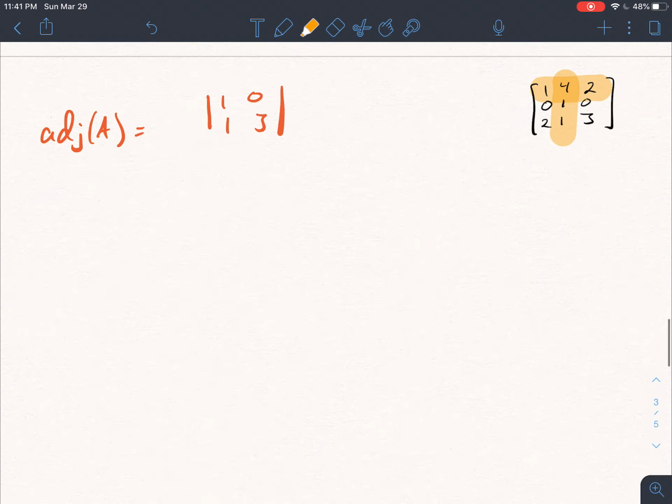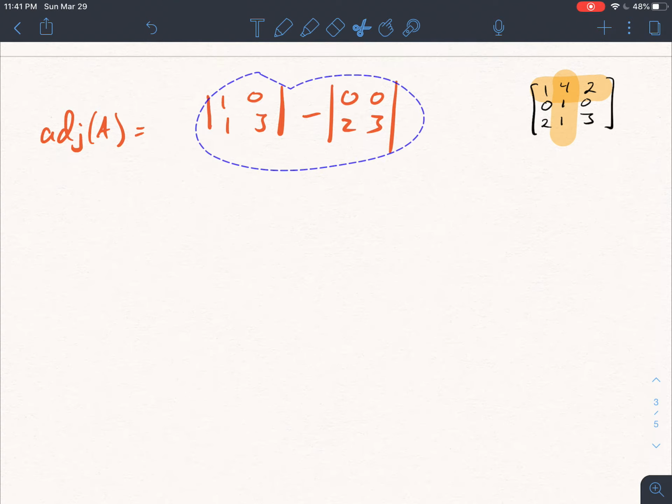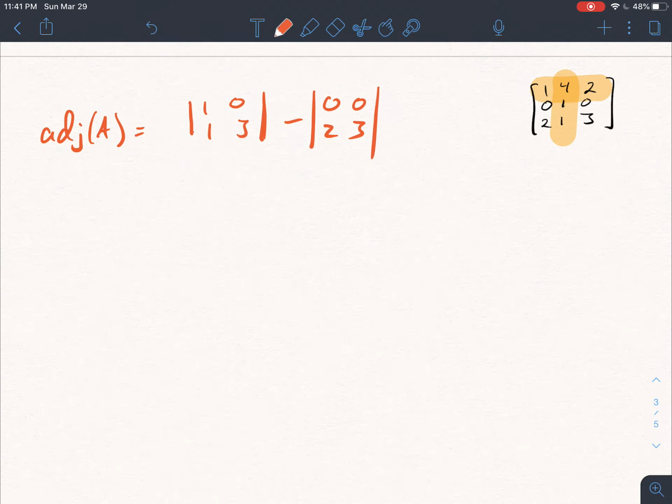The 1, 2 cofactor: delete row 1 and column 2, and that should be negative 2, and then I have the determinant of 0, 0, 2, 3. You might say, oh, hey, this should be over here, but I think it makes a little more sense to put everything in the place where you sort of expect it to be, and then just take the transpose at the end. I think it's a little bit easier to keep things straight that way. So anyway, let's do the 1, 3 adjoint next.